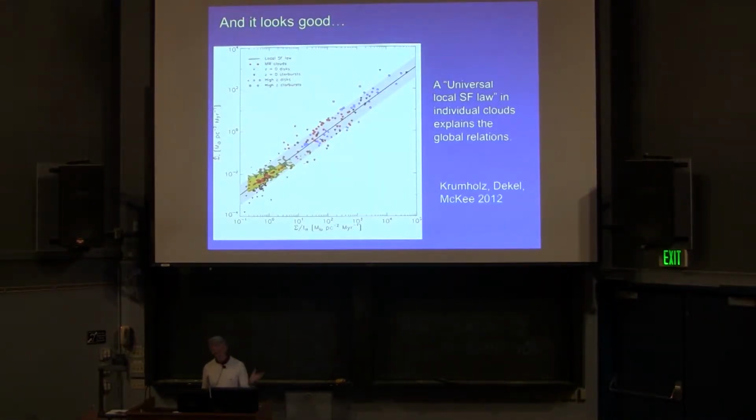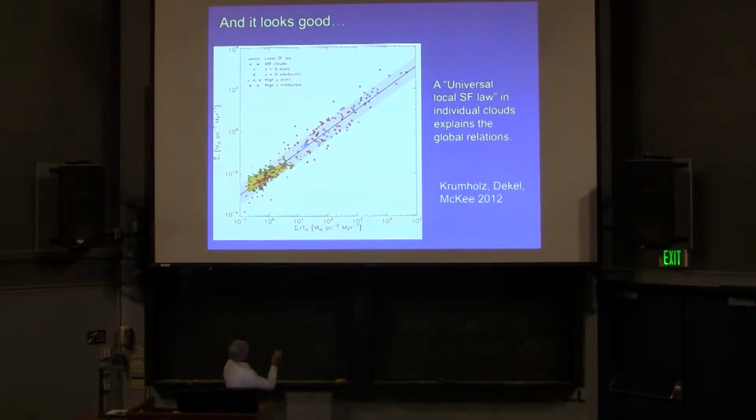So this looks pretty good. This is work that Mark Krumholz, Avishai Dekel and Chris McKee did, and showed that if you plot the surface density over the free fall time on the x-axis and the star formation rate surface density on the y-axis, you get a better relation than the Kennicutt-Schmidt law.